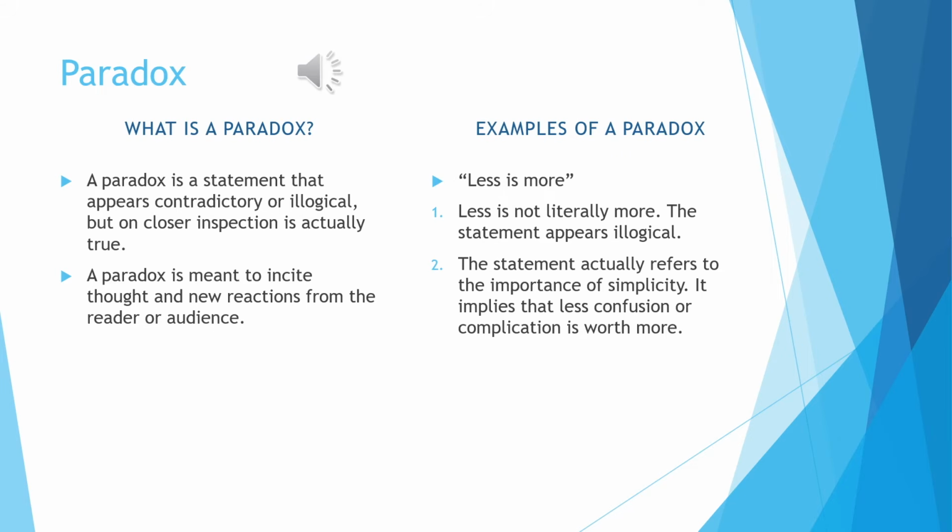If we look at the example here, it says less is more. Less is not literally more, because that's not possible. You can't have less of something and equally have more of it as well. But this statement, this paradox, refers to simplicity and the importance of simplicity. And it implies that less confusion or fewer troubles comes with saying less or doing less or being less. The idea on the surface doesn't seem to make sense, but when we think about it with more depth, we are able to understand the importance of the phrase in a whole.